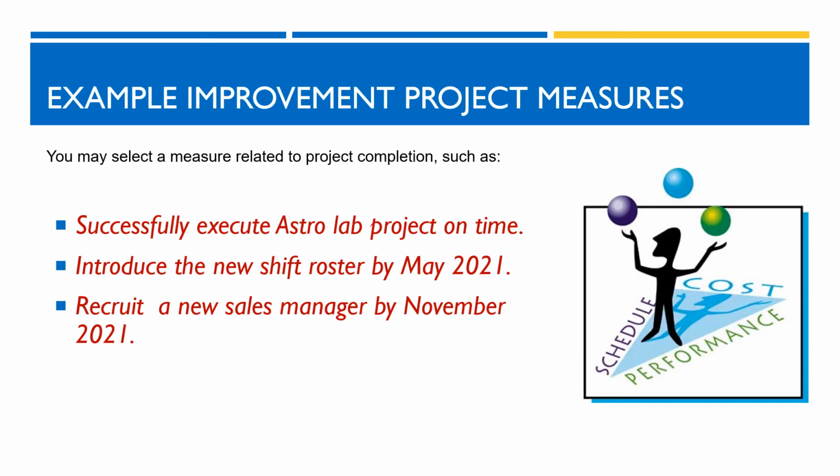And here are some example improvement project measures. You may select a measure related to project completion, such as, successfully execute Astrolab project on time. Introduce the new shift roster by May 2021. Or recruit a new sales manager by November 2021.